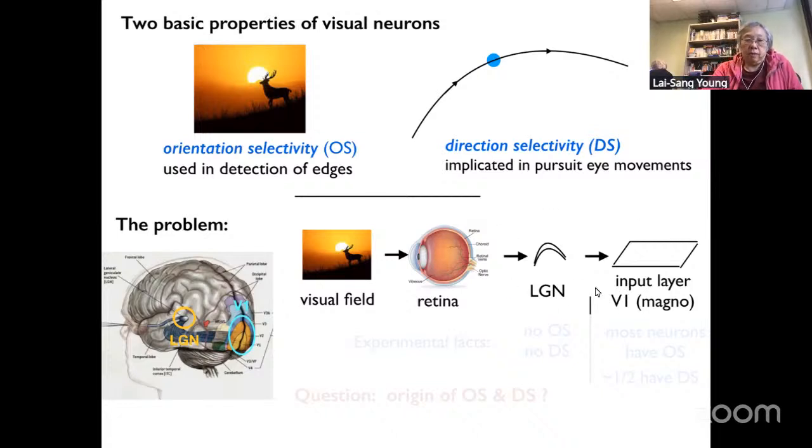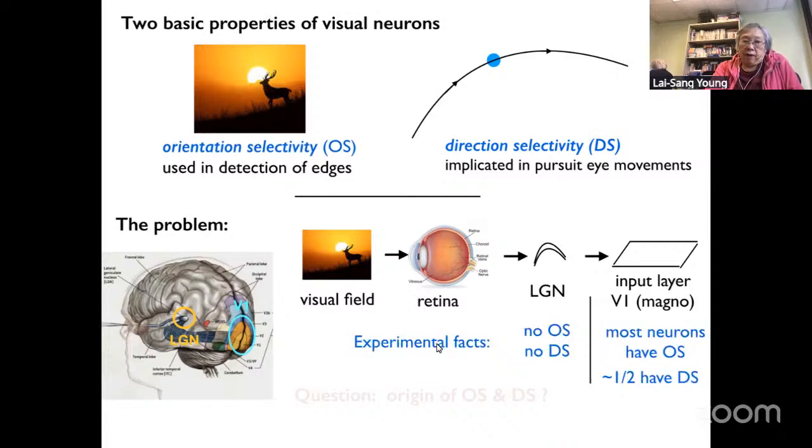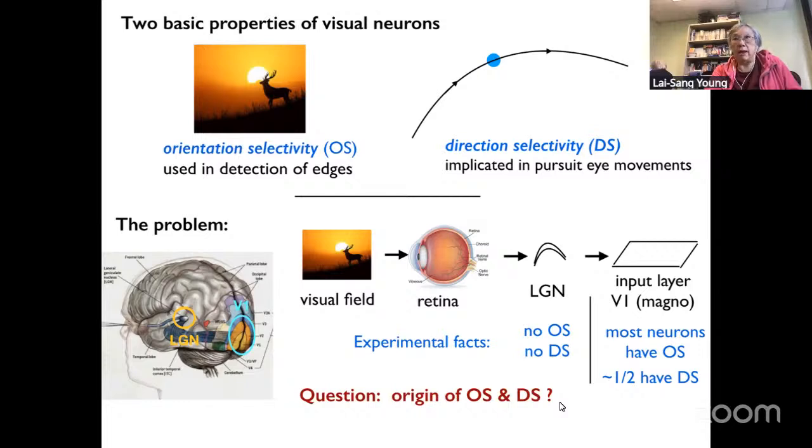So what is the problem? Here are the experimental facts. LGN has cells, has neurons, and if you look at the cells in LGN, they are unable to detect orientation. So they cannot tell edges at all. And they cannot tell directions, they have no direction selectivity. And there's nothing between these two, but by the time you get here, most of the neurons have OS and about half have DS. So the question is, how did that happen? What is the origin of these two properties? This is a question I'm going to try to explain the answer to.